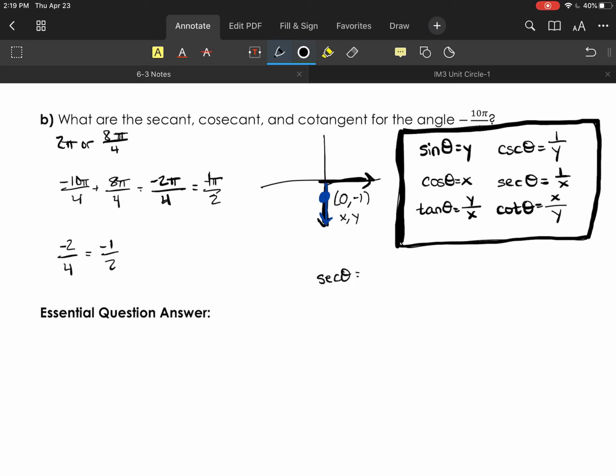I'm going to start with secant. Referring to my rule here, it says secant theta equals 1 over x. In this case, that would be 1 over 0, because the x value of that point was 0. You cannot have 1 out of 0 cookies. That does not make sense. So I'm going to say this is undefined.